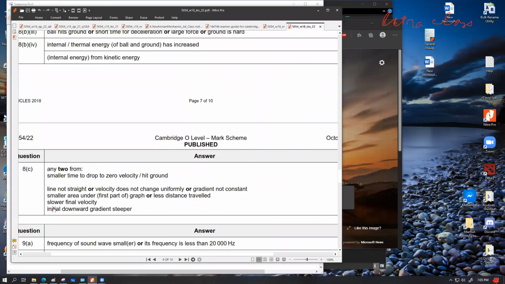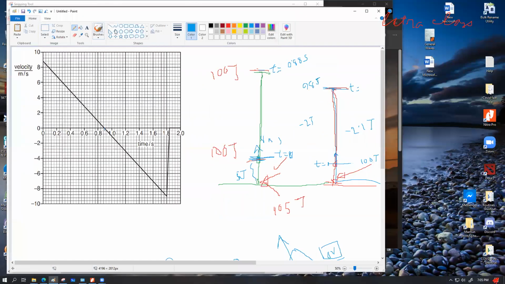যে ইনিশিয়াল ডাউনওয়ার্ড গ্রেডিয়েন্ট স্টিপার, এই কথাটা মানে হচ্ছে যে যদি এয়ার রেজিস্ট্যান্স থাকতো তাহলে আমাদের এই লাইনটা এতটা স্টিপ না, because this line represents a gradient of -10. এই লাইনটা গ্রেডিয়েন্ট কত? -10 মিটার পার সেকেন্ড স্কয়ার। -10 কোথা থেকে আসতেছে? Acceleration due to gravity.